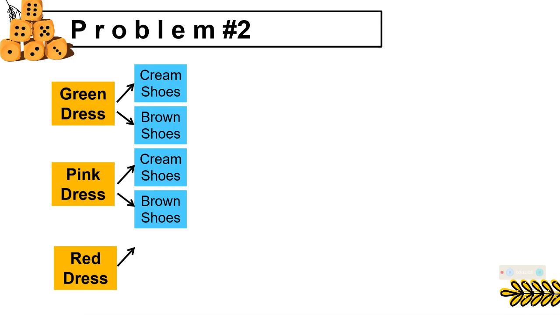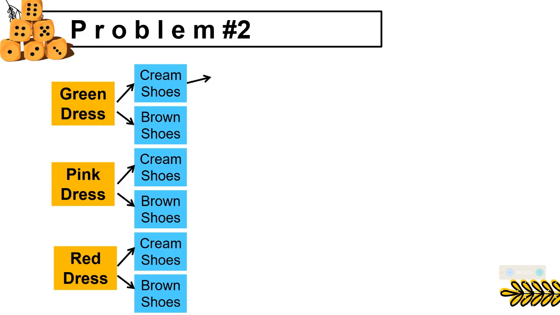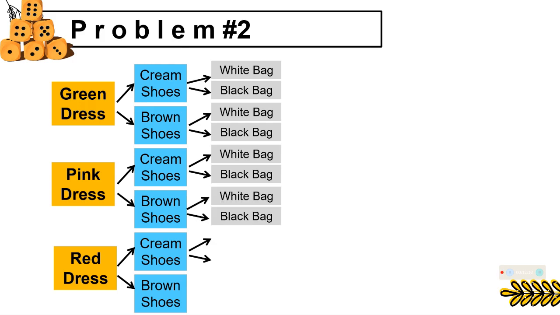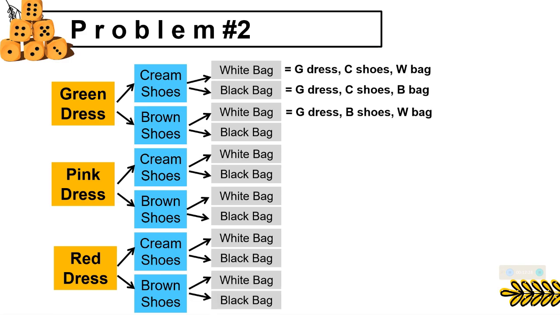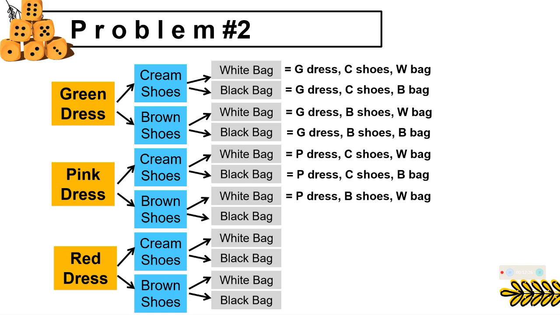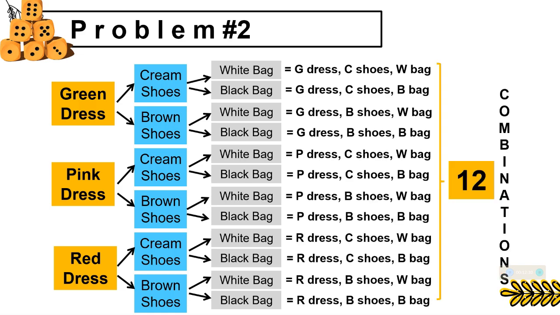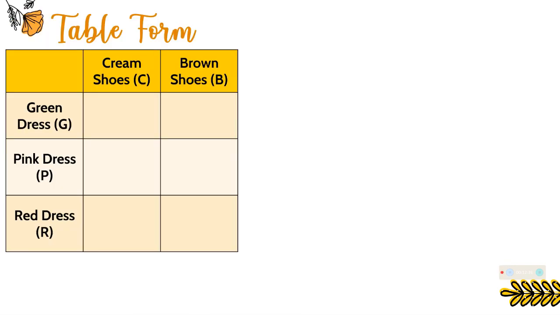For the green dress and the shoes, and then for the white bag and black bag that you have, we are going to count later how many possible choices of attire you can have. Okay, so can you guess? So there are 12 combinations. Okay, that's correct.